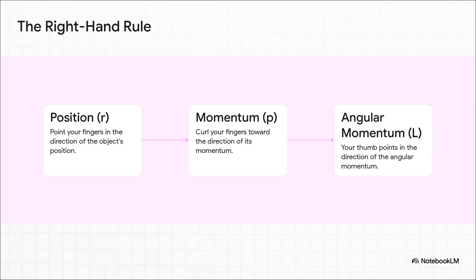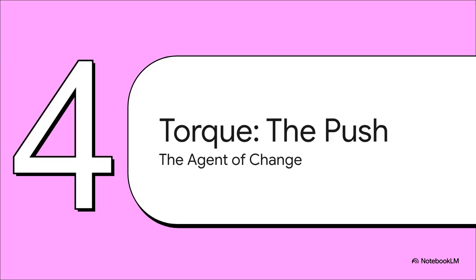Seriously, you can do it right now. Point the fingers of your right hand out from the center, that's R. Then, curl your fingers in the direction the object is moving, that's P, and wherever your thumb is pointing, that's the direction of the angular momentum, L. Simple as that. Okay, so we know what angular momentum is, but what changes it?